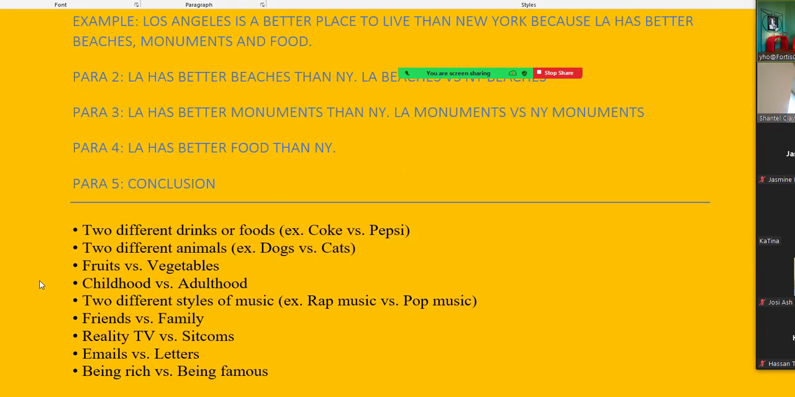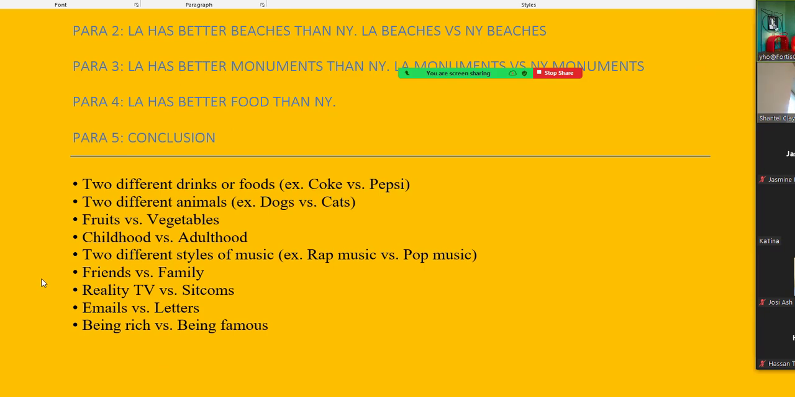So these are your topics for your week 7 forum. You can compare and contrast 2 different kinds of foods or drinks, 2 different kinds of animals, fruits versus vegetables, childhood versus adulthood, 2 different kinds of music, like rap music versus pop music, friends versus family, reality TV versus sitcoms, emails versus letters, being rich versus being famous. Now, those are the main topics. There are so many more that I will list when you look into week 7. But just so that you're going to know what you're going to do for the week 7 forum. Does anyone have any questions?